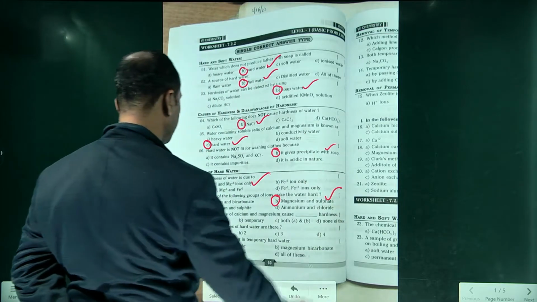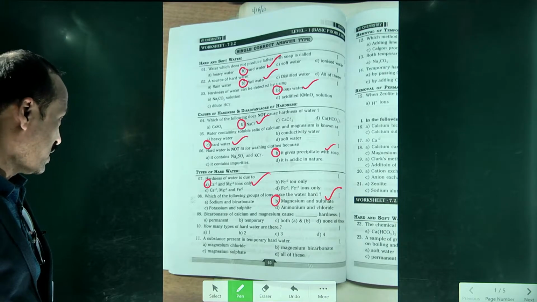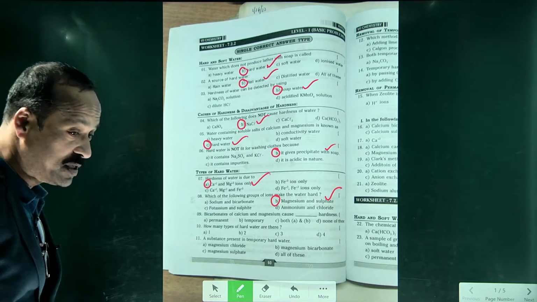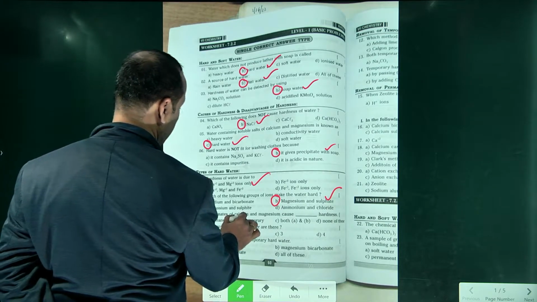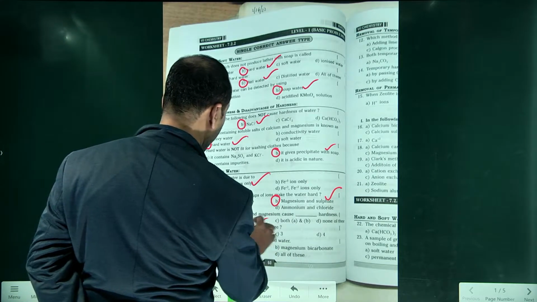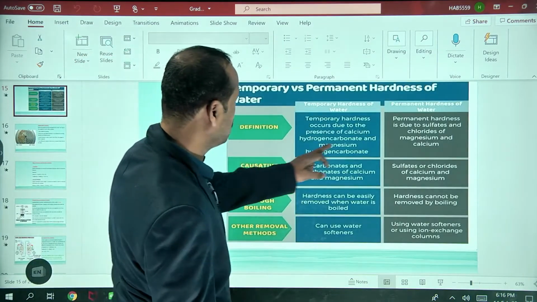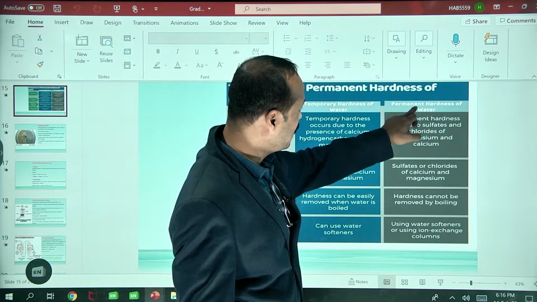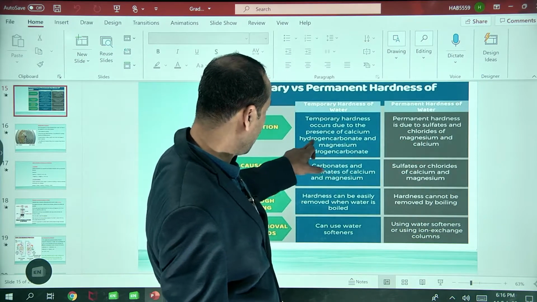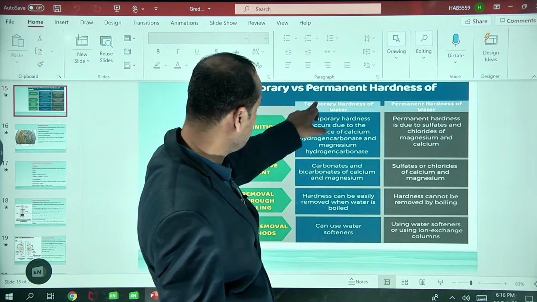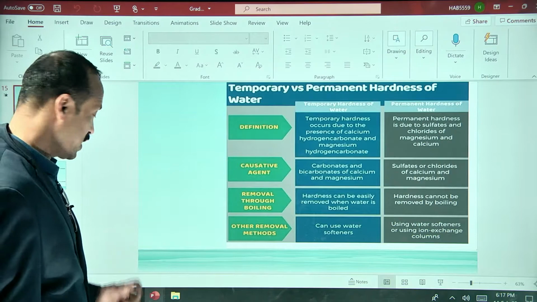Very good boy. Next, bicarbonates of calcium and magnesium cause dash hardness. Bicarbonate means hydrogen carbonate. Which hardness? Permanent hardness? No. Temporary hardness. Okay. Permanent hardness of water is due to chlorides and sulfates of calcium and magnesium. So, hydrogen carbonate or bicarbonate of magnesium causes temporary hardness of water. So, bicarbonates cause temporary hardness of water. Clear?